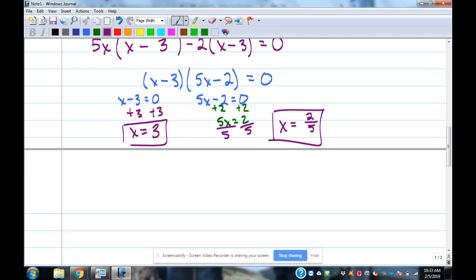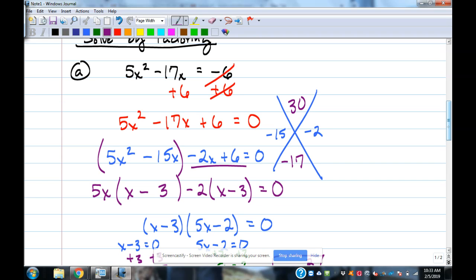If you take those two answers and go back to the original problem and plug them in one at a time. So if I plug in the 3 to the original problem, 3 squared is 9 times 5, and then 17 times 3. So 9 times 5 is 45. 17 times 3 is 51. So 45 minus 51 is negative 6. It works. If I do the same thing for the 2/5, I'm going to square 2/5, which would be 4 over 25 times 5 would be 4 over 5.